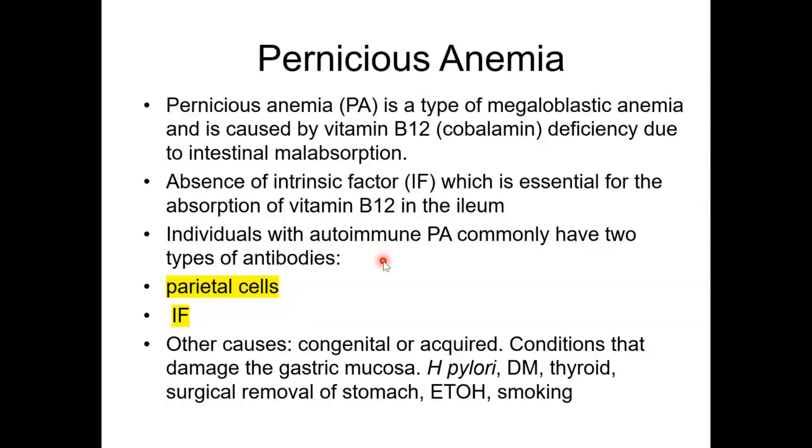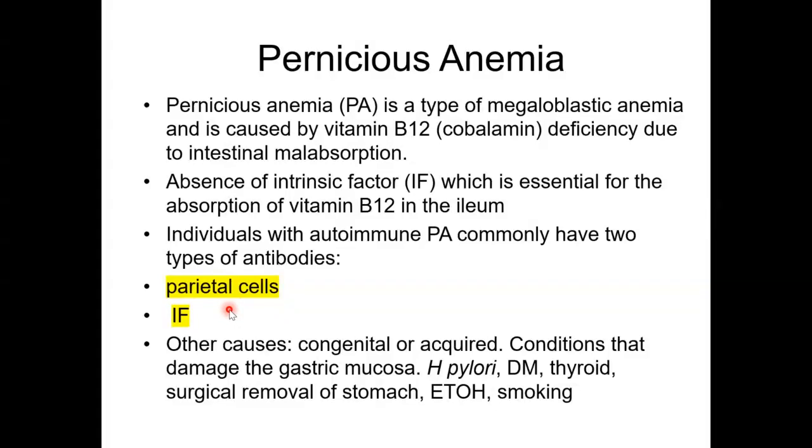So individuals with autoimmune pernicious anemia commonly have two types of antibodies, and this is important because we can test these. They are an antibody to the parietal cells in the belly, and the other is an antibody to the intrinsic factor, which we all should have in our belly, but they may develop these antibodies against these, and so hence they don't have these.